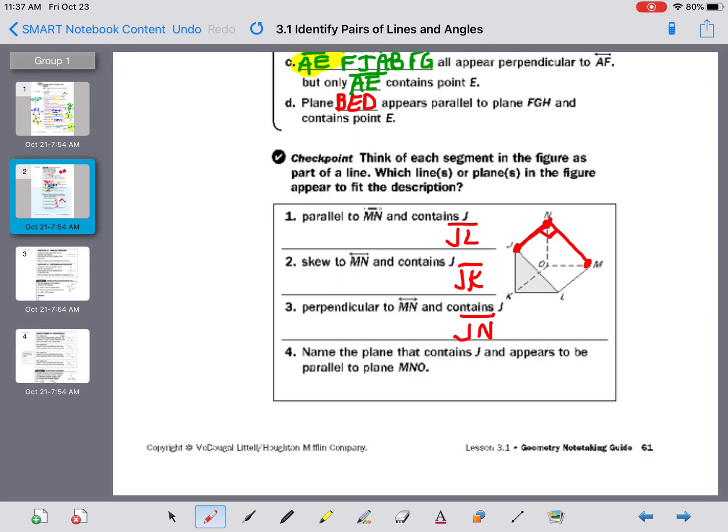Quick question. Can anything be shared on the parallel, skew, and perpendicular? No. Those words mean completely different things, which means your answer can't be the same thing for all 3 of those if it's all about the same line MN.